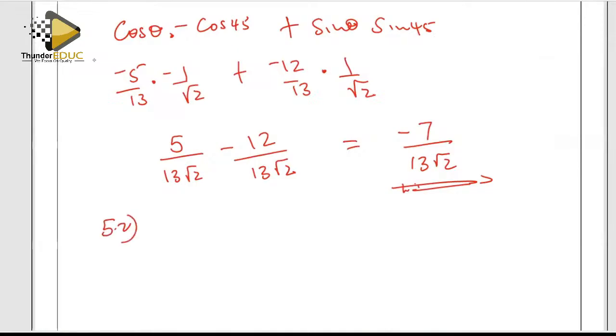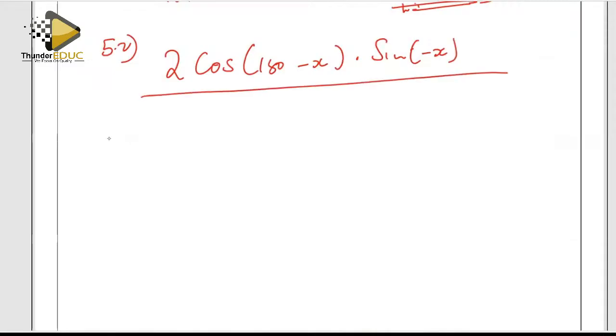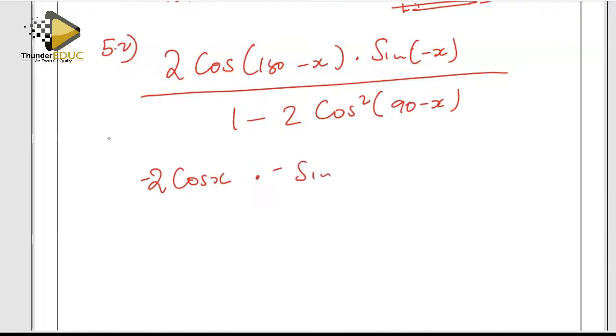Then 5.2, let's see. We've been told that if we have 2 cos of 180 minus x, multiplied by the sine of negative x, and then we are dividing this by 1 minus 2 cos squared of 90 minus x. To answer this question very fast, we need to do the reduction. This is the second quadrant, the cos is negative, so that's going to be a negative cos x. And that's also going to be a negative sine x.